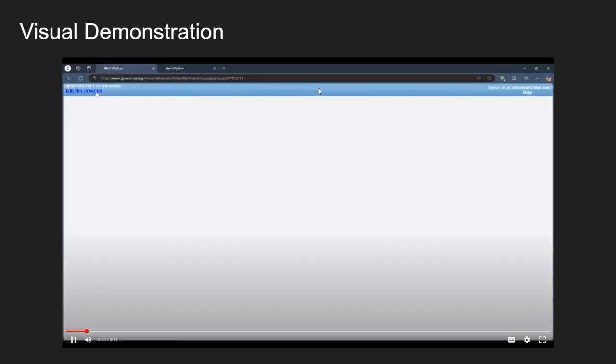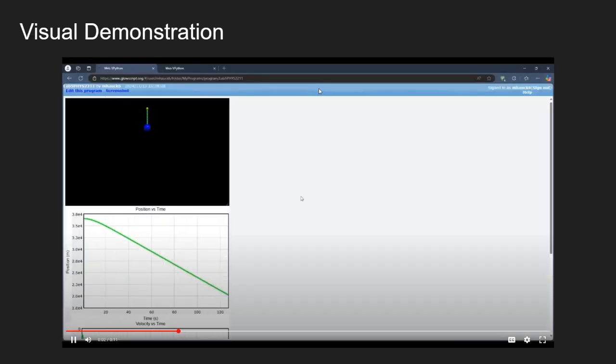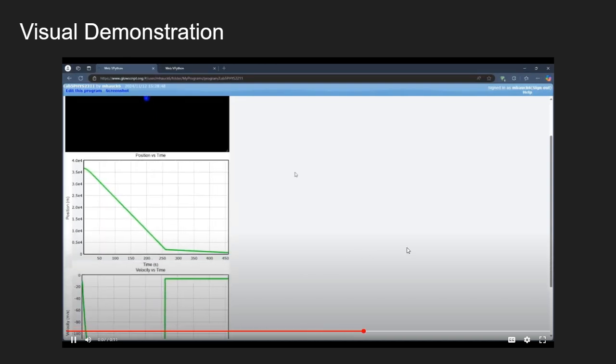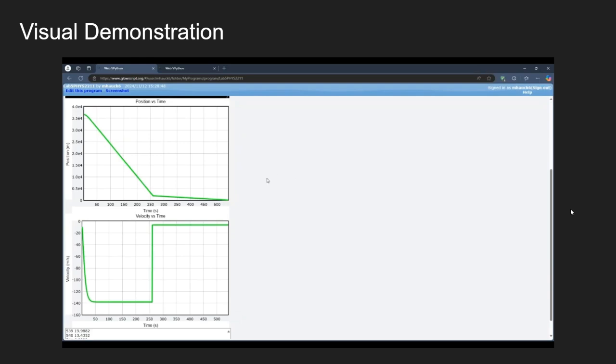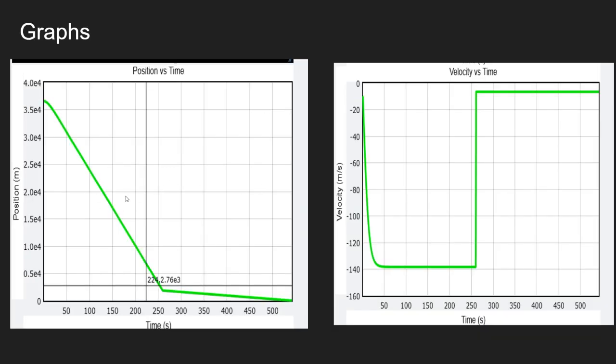Here's a visual demonstration of what happens when I run the code, where right here is that little diagram of what Felix would look like. And here are 2 screenshots of my graphs. Right here's the position. Right here at 260 seconds is where he declined at a consistent, not as steep of a slope, and then fell to 0.